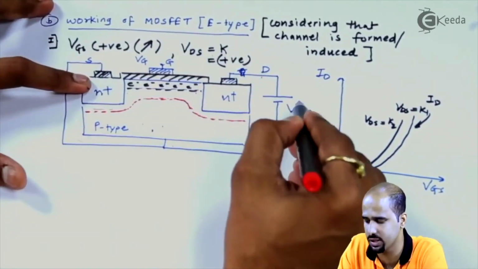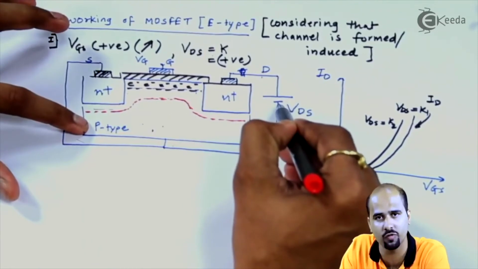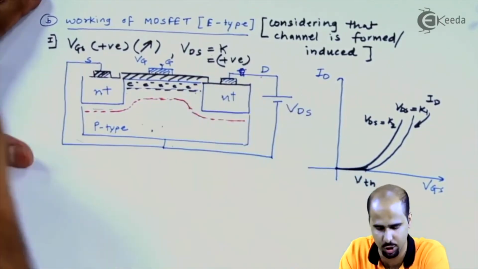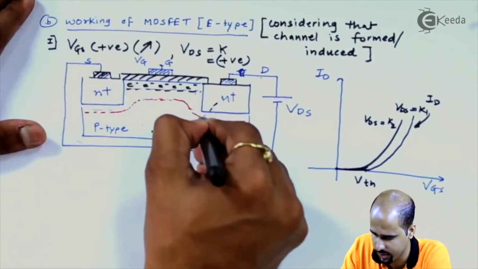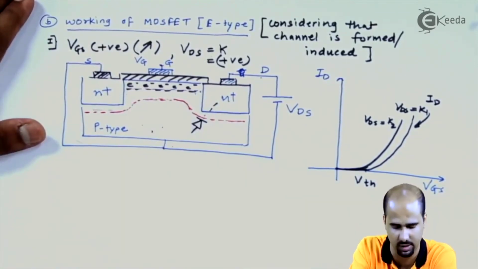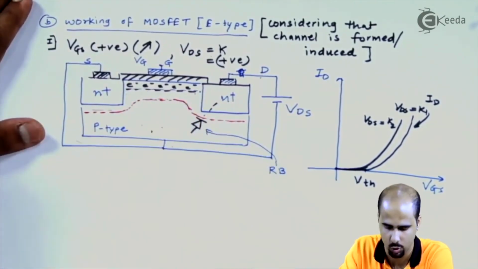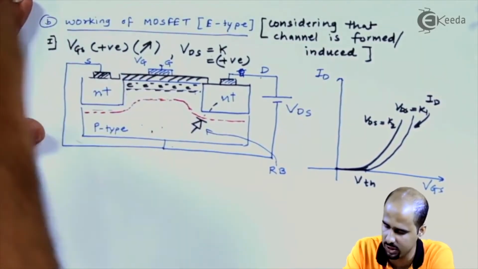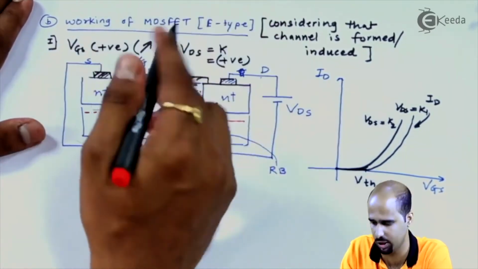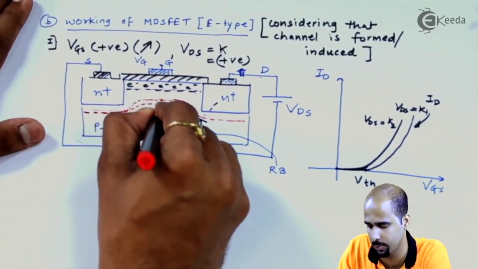Here, as I'm increasing the value of VDS, because positive is connected to N and this P is connected to the negative of the external power supply, this forms a reverse bias condition in the diode. So obviously my diode is getting formed and this diode will provide the reverse bias condition. This reverse bias will increase the width of the depletion region near the drain terminal, but the source terminal width will remain as it is.